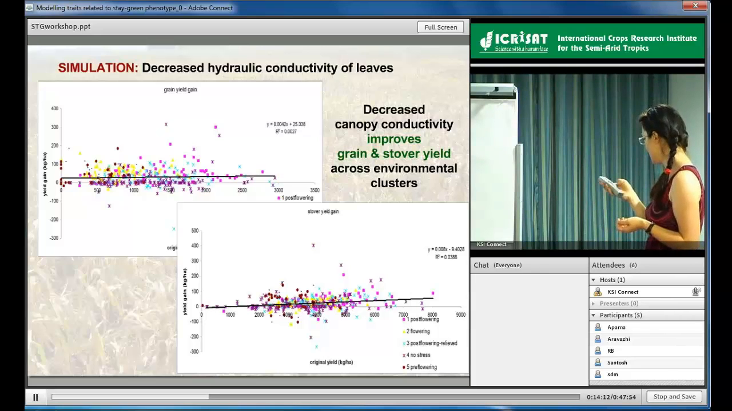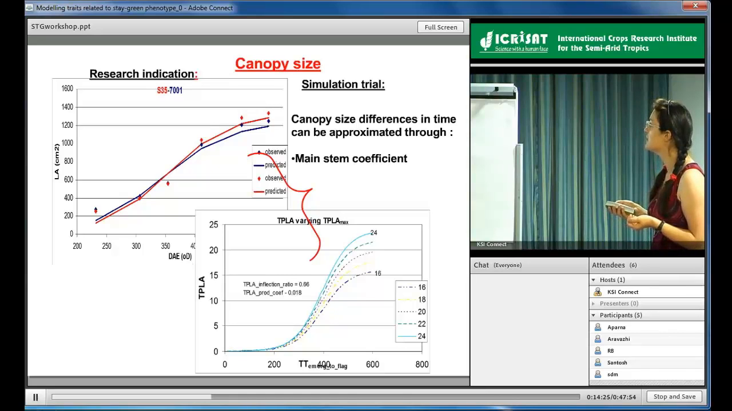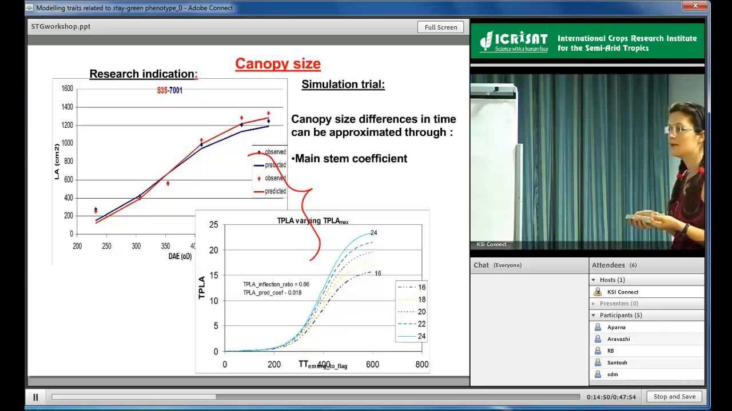So if we go further, now I will talk a little bit about the variability which we identified for canopy size. The real observations are shown here: S35 is the senescent parent and 7001 is one of those successful introgression lines. Here you see that 7001 actually produced less leaf area, and this variability was very consistent across the year. So again, in APSIM, we have a provision to mimic this mechanism.